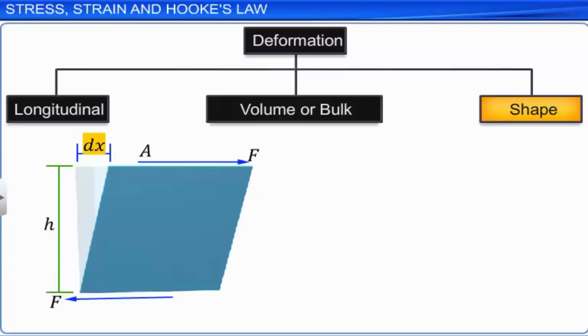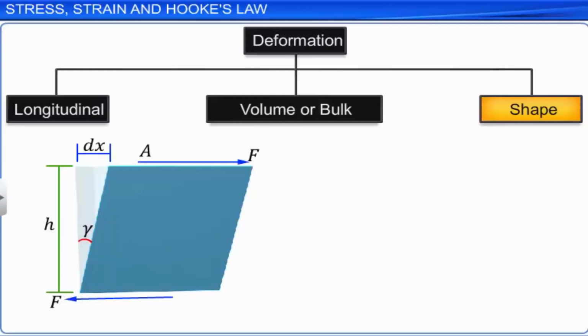The dimension perpendicular to the faces under the action of deforming forces rotates through a small angle gamma. The shear strain is equal to the value of gamma expressed in radians.